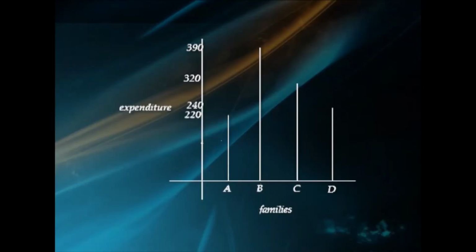Line diagram. A line diagram is a one-dimensional diagram in which the length of the line represents the magnitude of the data. For example, healthcare expenditure per month of 4 families A, B, C and D are given in rupees as 220, 390, 320 and 240. A line diagram for this data is drawn as follows.